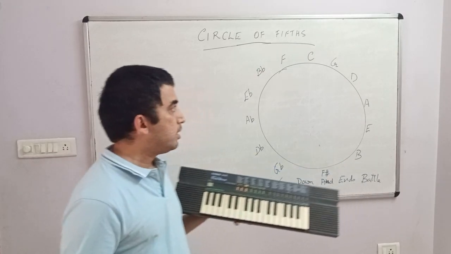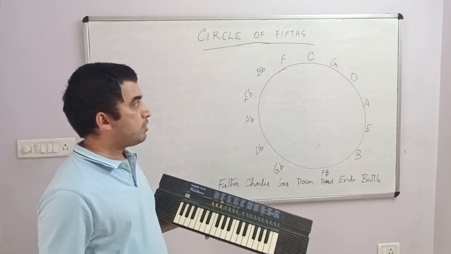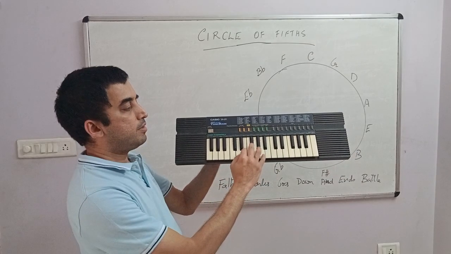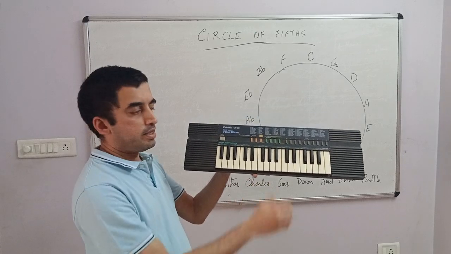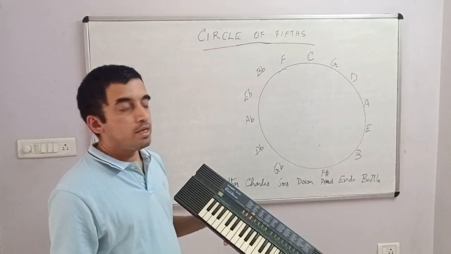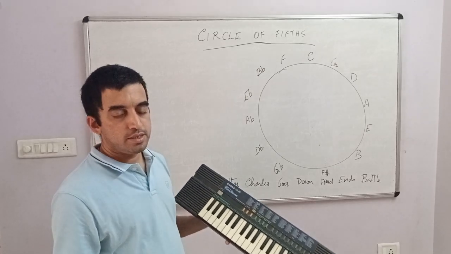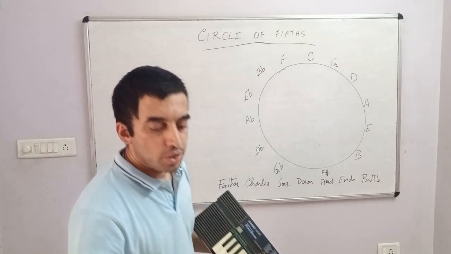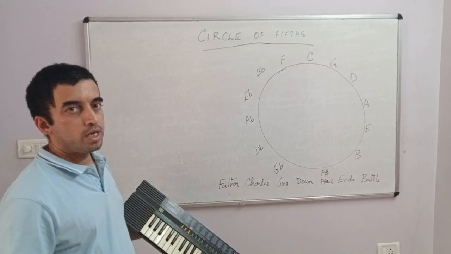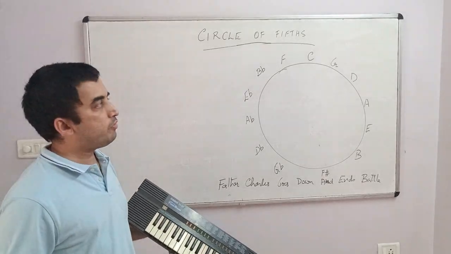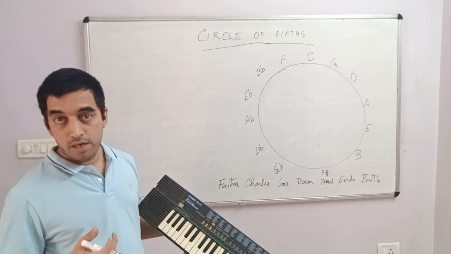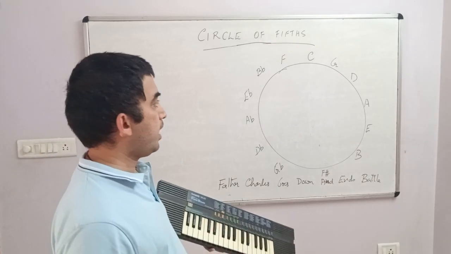Okay, alright. So what is this guide now? So basically what we are talking about is, now when I played the D major scale, right, there were two sharps, right? So how did I come to know that the D major scale has two sharps, right? So this circle will kind of give us a clue as to how to go about finding out the number of sharps or flats.